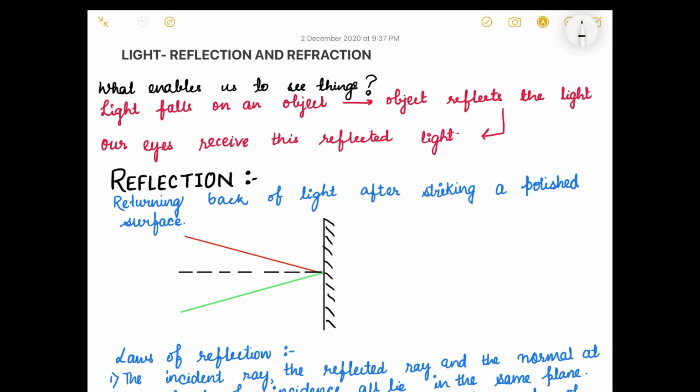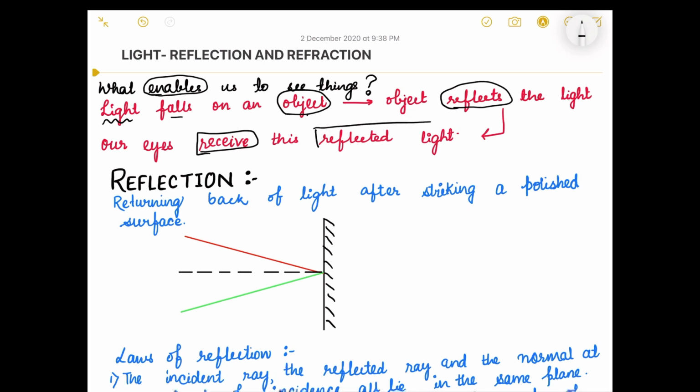But when there is light, we are able to see a lot of things. So what makes these things visible, or what enables us to see the things? It is nothing but the reflection that enables us to see these things. Let us discuss how. Now, when light falls on an object, the object reflects this light and our eye receives this reflected light. So we are able to see the objects because of this reflected light.